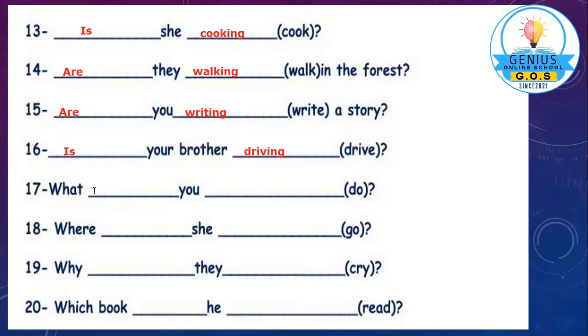Rahf. The next here, WH question. It means we start here with a question word. Okay, but we add the same things. And what is missing is the auxiliary verb and the verb with ing. Verb to be and the verb with ing. Okay.